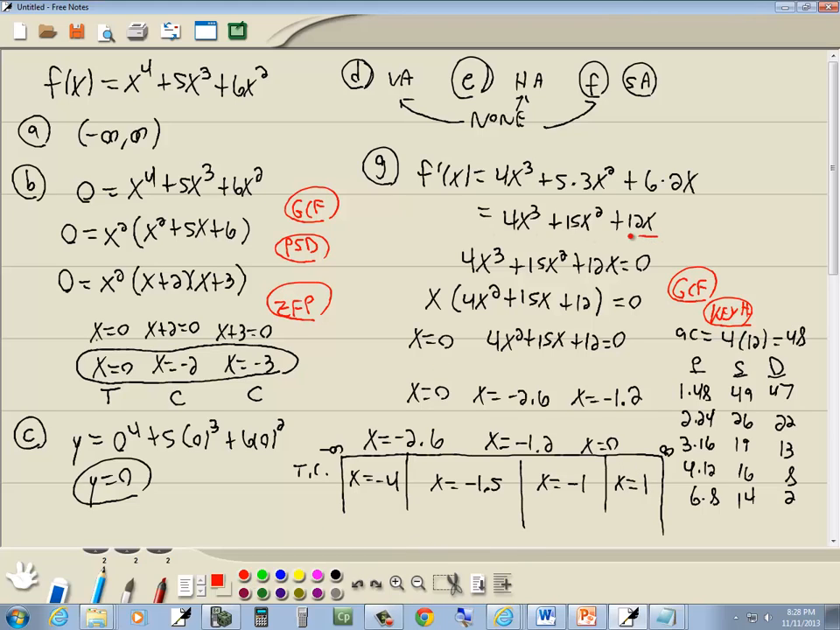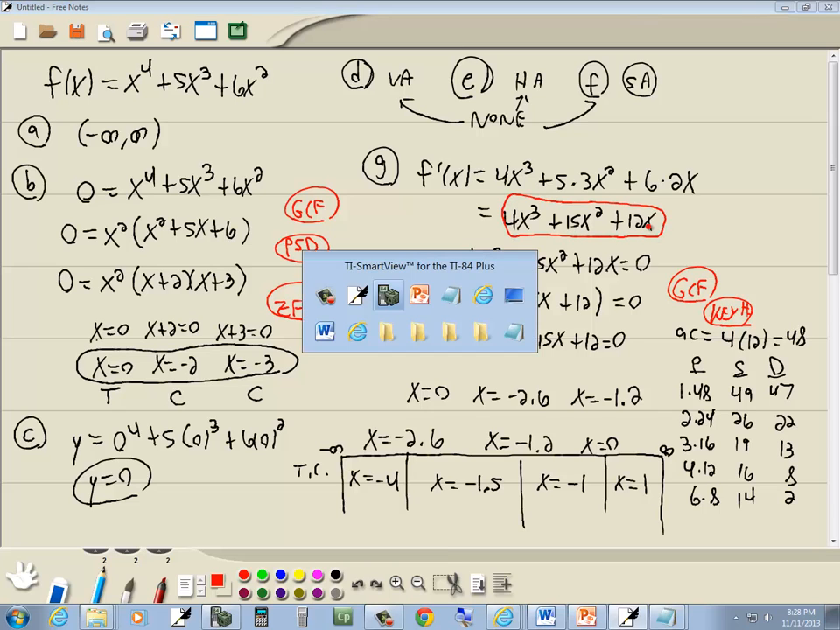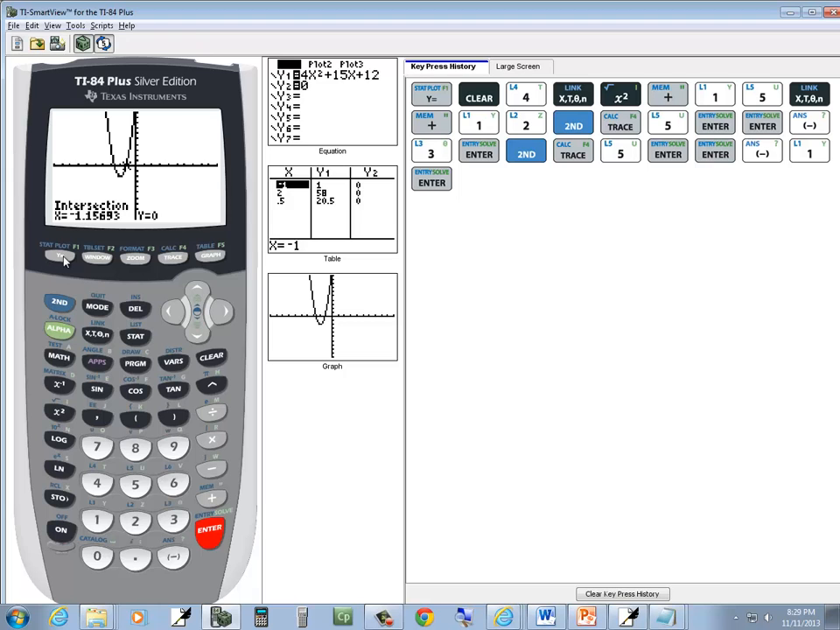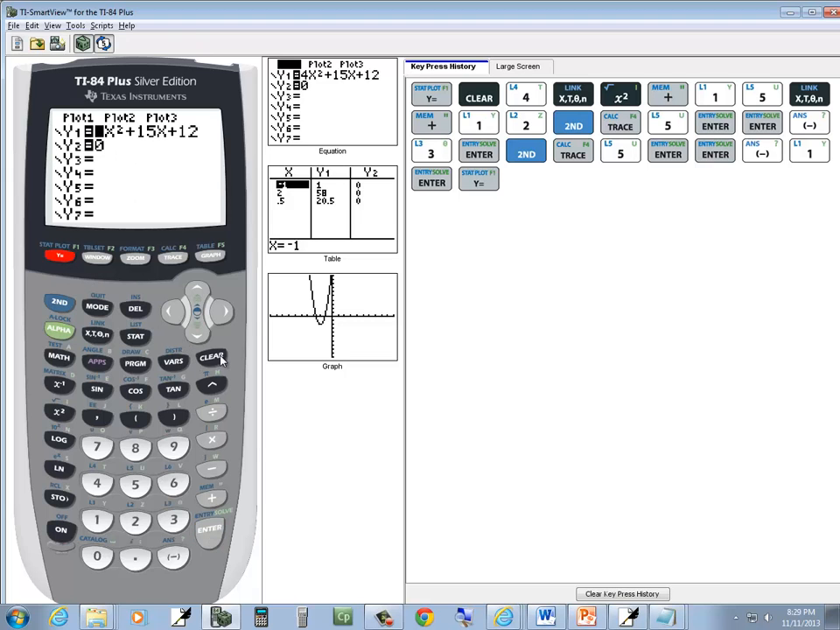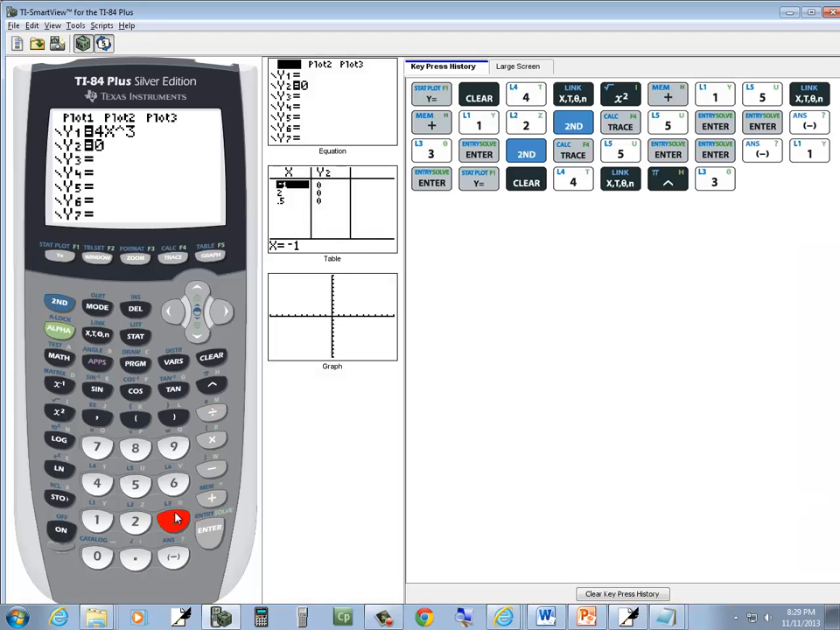Now our derivative is right here, so let's go enter that into the calculator. Make our life a little bit easier. No, I don't have it there. Okay, so I did y equals, clear, and then we got 4x to the third, plus 15x squared, plus 12x.